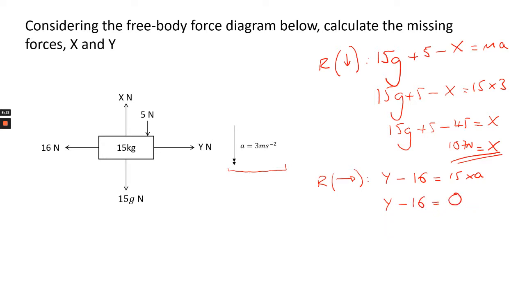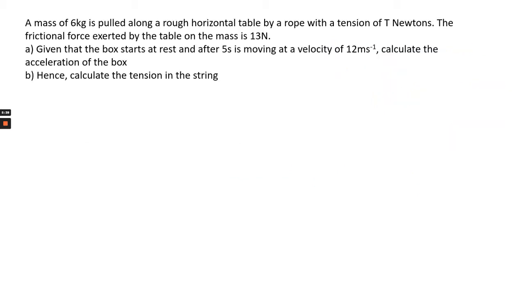Okay, so 15 times 0 is 0. That means that I have balanced forces horizontally, and so my value of y is 16 newtons. And so that allows me to find the value of y. Let's have a look at one more example.